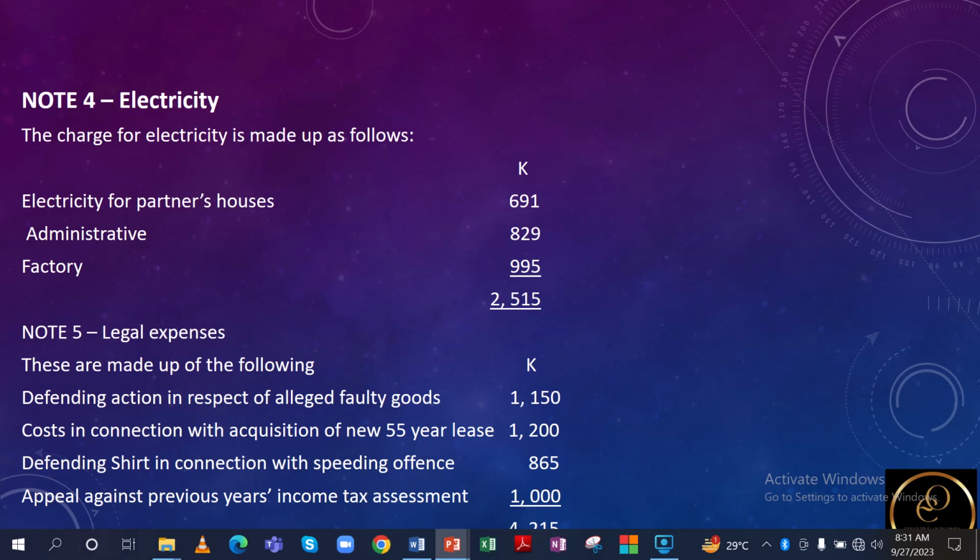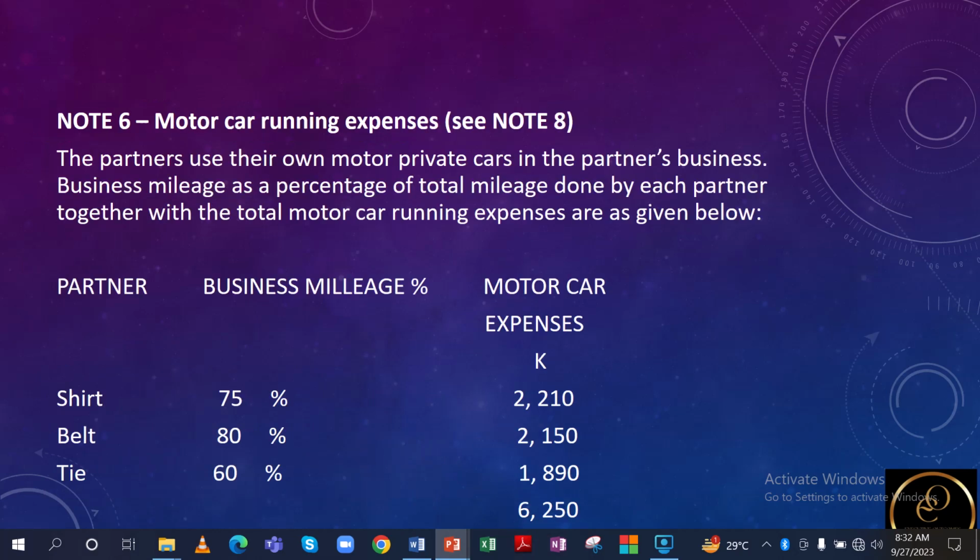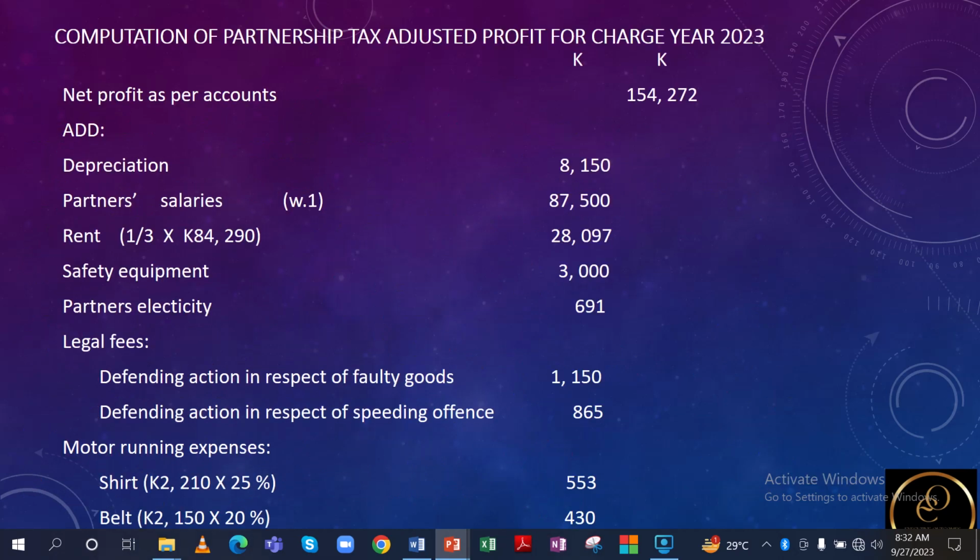Again, there is defending a shed in connection with a speeding offense. Again, this is an illegality. You are going to have this one disallowed. So we add back these three: defending action in respect of faulty goods, the speeding offense, and the lease. So we go back. Okay, faulty goods.